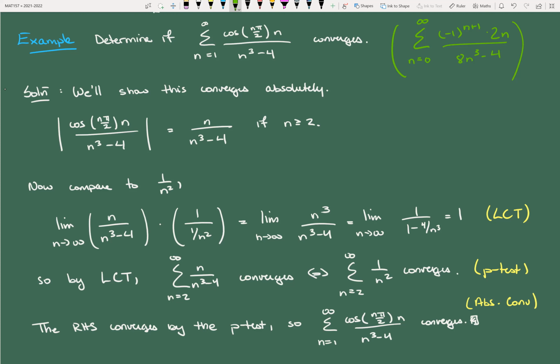I guess this sum should start at one. It doesn't make a difference because when n is zero the term vanishes. The first term should be negative two divided by eight minus four? Yes, that works out. The absolute value step should be less than or equal to, oh yeah, you're right. Thank you, less than or equal to. You're absolutely correct.